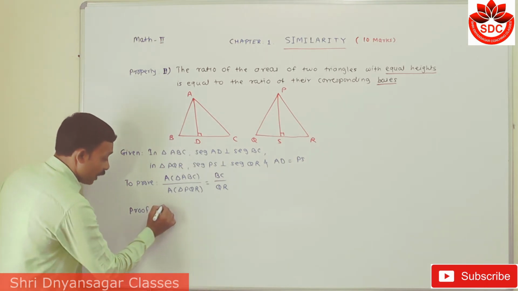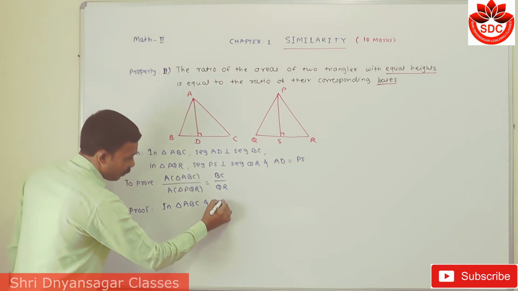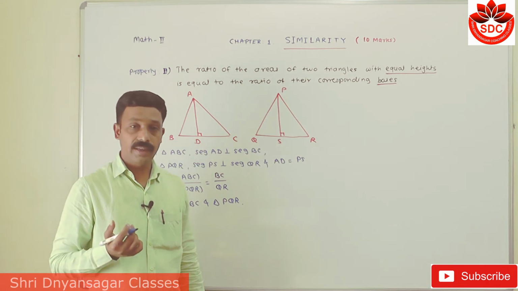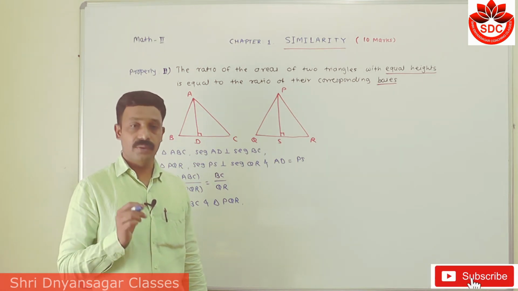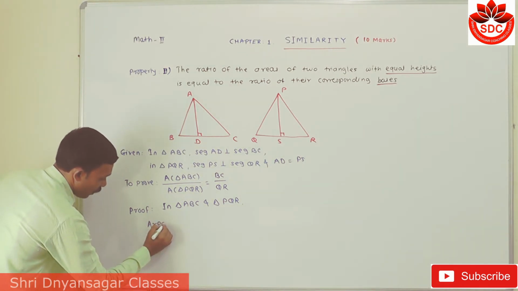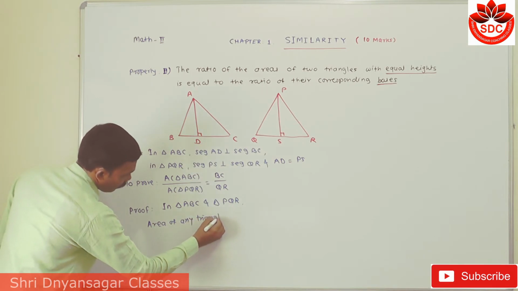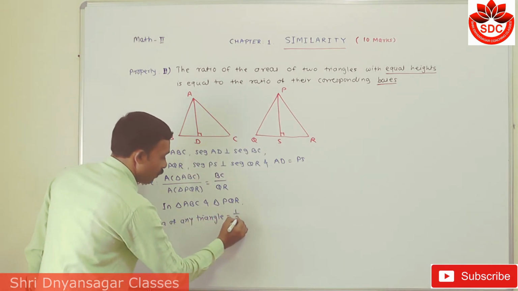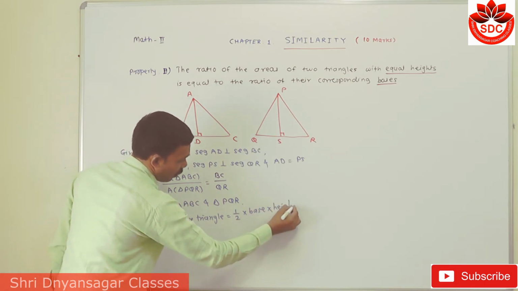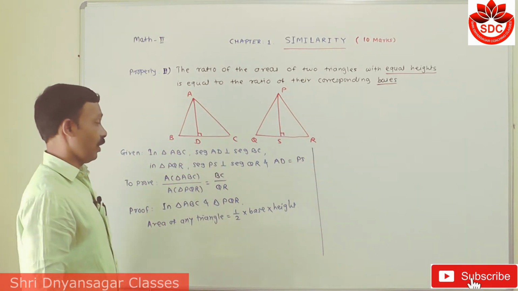Now students, there are two triangles, so I have written here triangle ABC and triangle PQR. All of you know that the formula for the area of any triangle is equal to half into base into height. We use this formula: the area of any triangle is equal to half into base into height. This is the formula for the area of all triangles. Then we take the next point here.